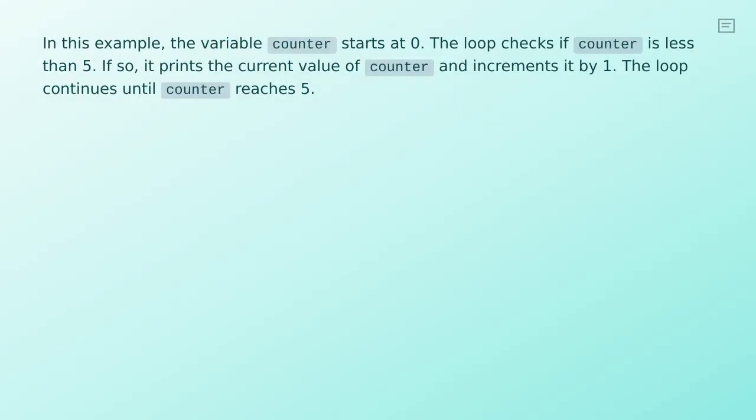In this example, the variable counter starts at 0. The loop checks if counter is less than 5. If so, it prints the current value of counter and increments it by 1. The loop continues until counter reaches 5.